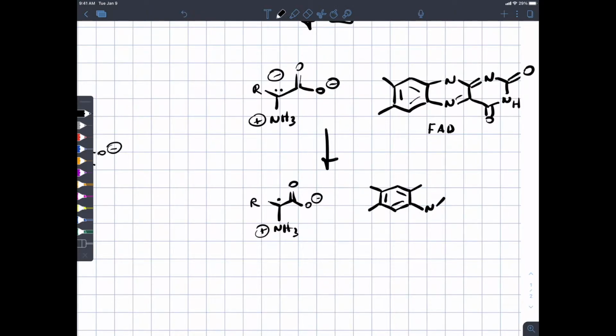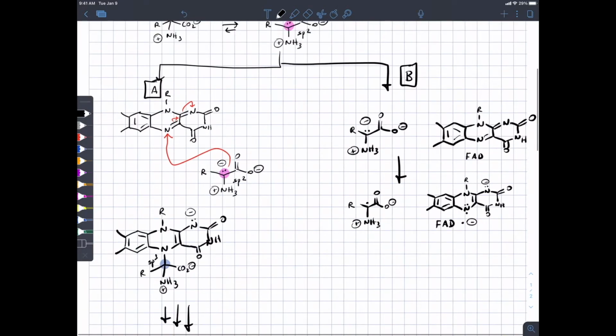One way that you could consider drawing it might be to have a lone pair here and a single electron there, and then a negative charge here. All right, this is the FAD radical anion. Okay, and presumably this single electron transfer step is slow. Whereas for pathway A, it's the direct attack that is the slow step.